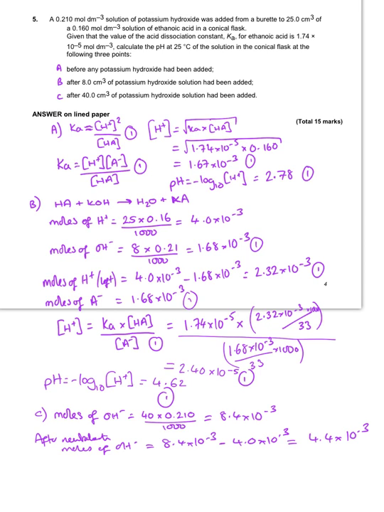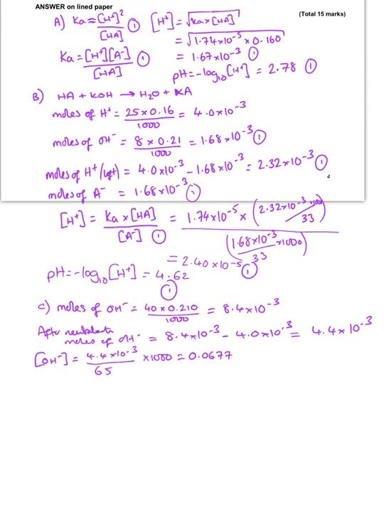Okay. I need to convert that into a concentration. So it's going to be the moles divided by the total volume, which is 40 plus 25. So that's 65 times 1,000. And that gives me a concentration of 0.0677.